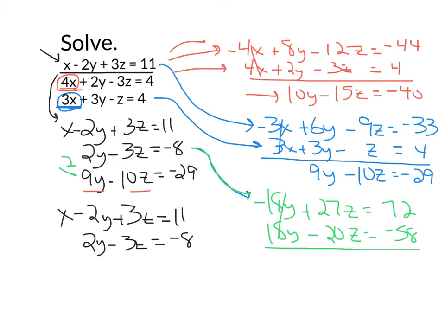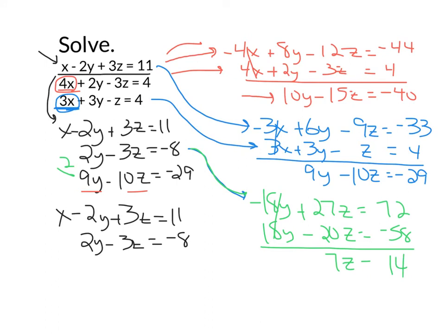When I add those together, that gives me 7z over here, and over here gives me 14. That is my new third equation. 7z is 14. Now that's what I was going for.